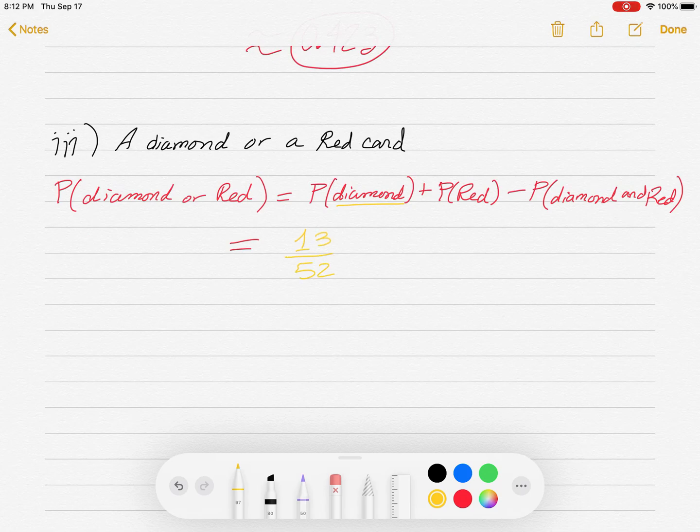How about red? What's the probability of getting red? Well, half of your cards are red, right? So it's 26 out of 52. All right, and then we're going to have, what about diamonds and red? So we're going to subtract diamond and red.